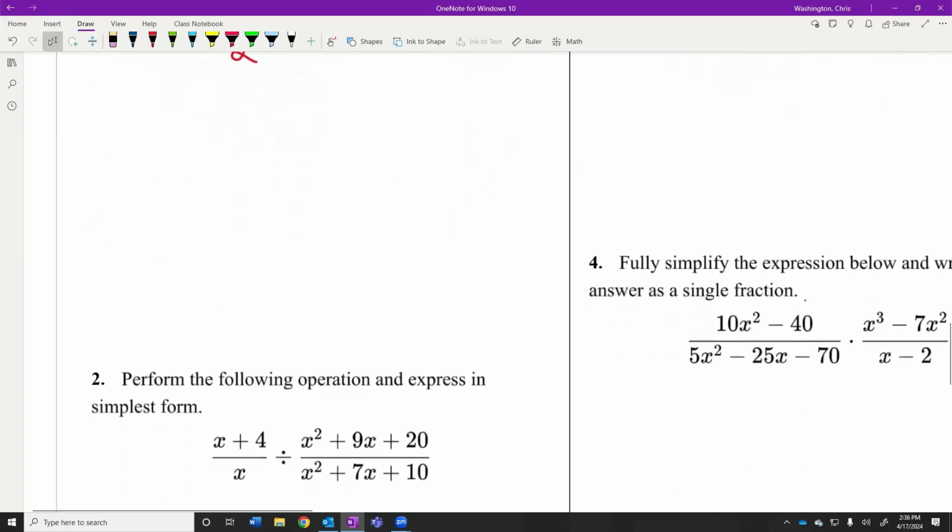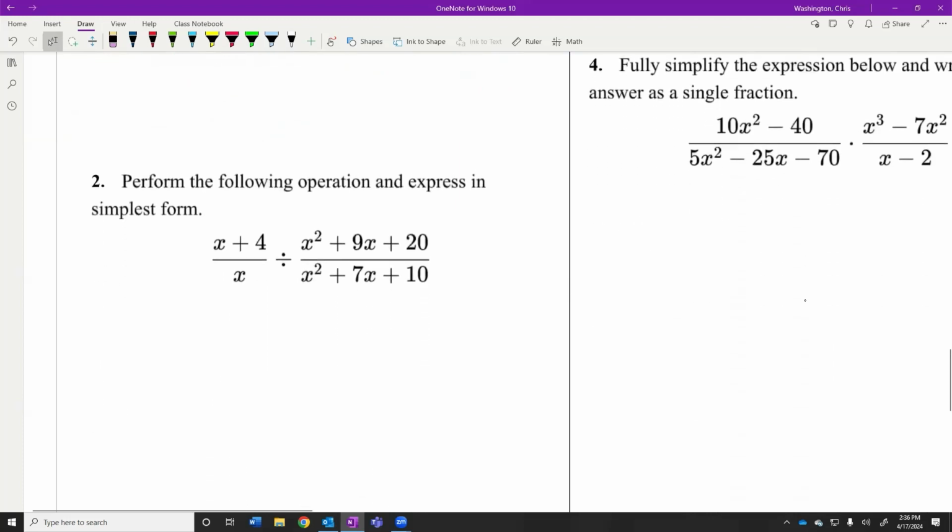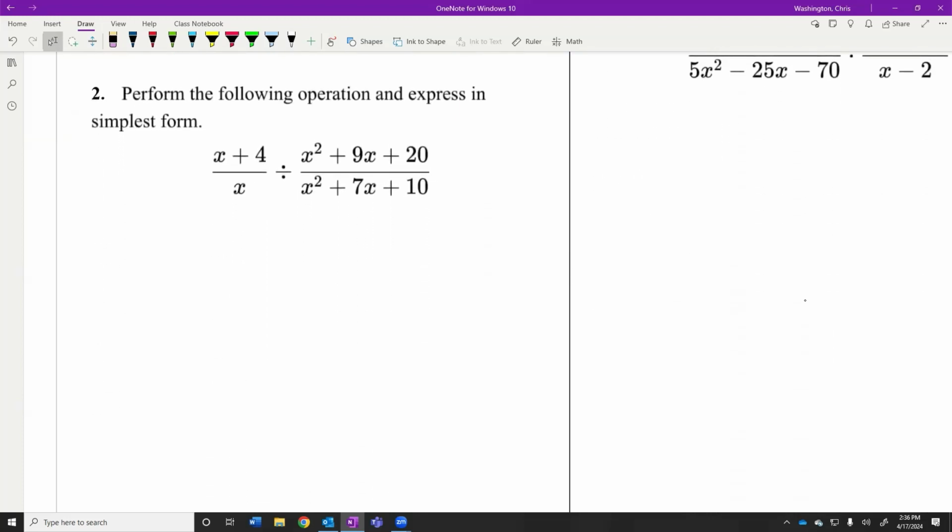All right, cool. Number 2, we are dividing. So we're gonna do this keep, change, flip idea. Maybe you learned it that way back when you first started learning how to divide fractions. So the x plus 4 and the x are gonna stay the same. We're gonna change the division to multiply. And then what are we gonna do to this second fraction, this second expression? Well, we're going to swap them. I'm going to swap and factor them at the same time, just to save some writing.